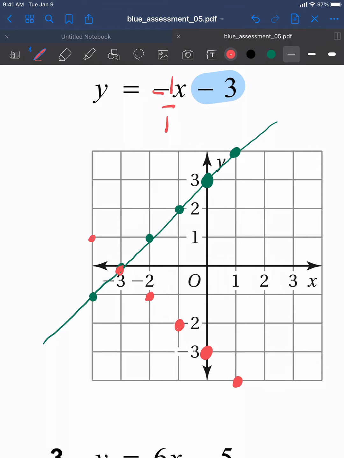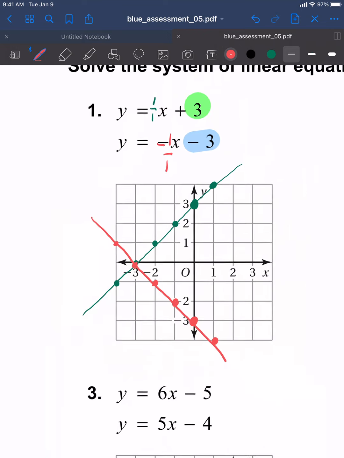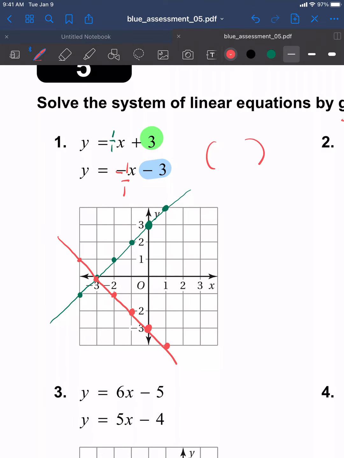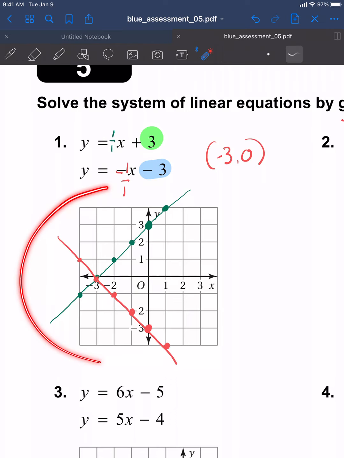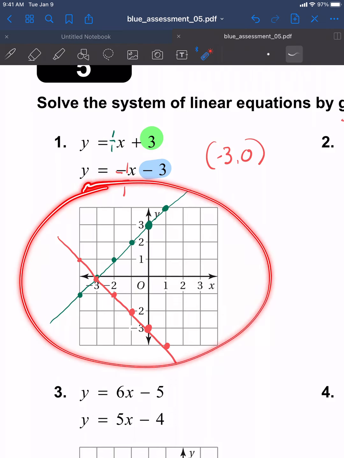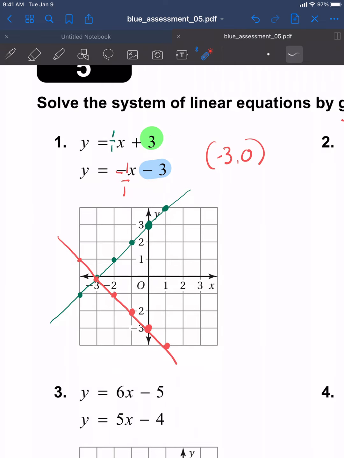Do you guys see where they meet? So what is, very good, -3, 0, though, okay? That would be your solution. So on the test, this is going to be 2 points. 1 point is, did you graph them correctly? Some of you guys had your lines going in opposite directions completely, it was crazy. So are your lines graphed correctly? That's 1 point. Did you give me where they cross? That's the next point, okay?